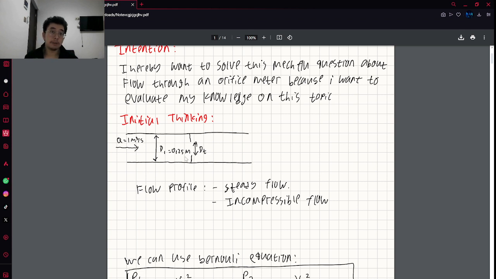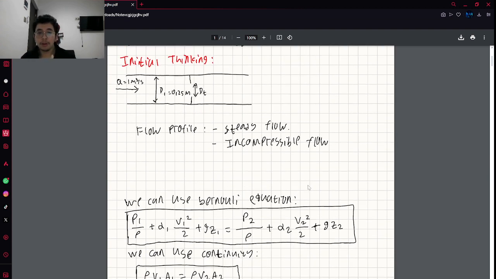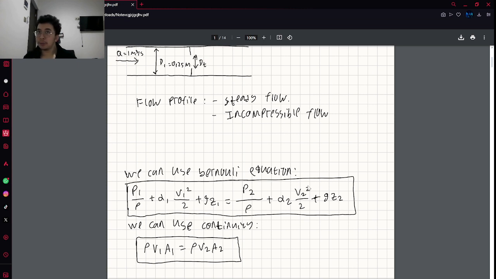I draw the orifice with the specifications, and I assume it's a steady flow and also an incompressible flow. With this in mind, I thought I will use the Bernoulli equation and also the continuity equation, which is the conservation of mass, basically the conservation of mass equation.